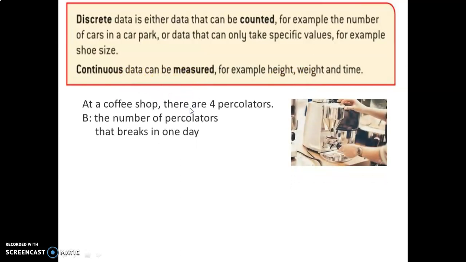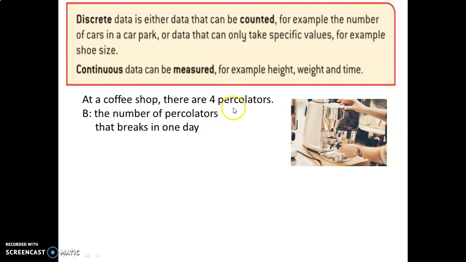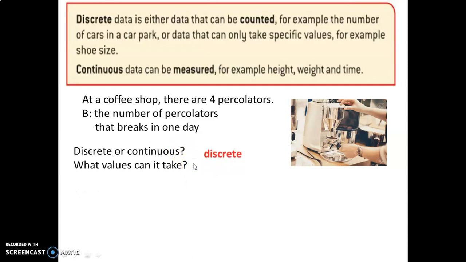Okay, we looked at the coffee shop example. At a coffee shop, there are 4 percolators, or coffee making machines. Let's allow the variable b to represent the number of percolators that break in one day. Is this discrete or continuous? Well, we talked about that. This is discrete because 1 percolator can break, or 0, or 2, or 3, or all 4. So it's discrete because we can count the number that can break, and it can only take on those specific values of 0 breaking, 1 breaking, 2 breaking, 3 breaking, and 4 breaking. So our variable b can be assigned this set of possible values. Again, this represents how many of the coffee machines will break.